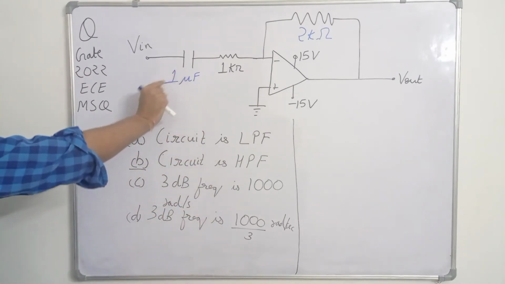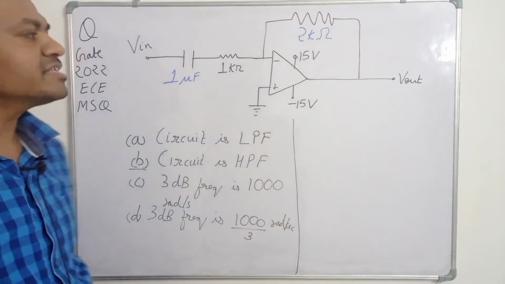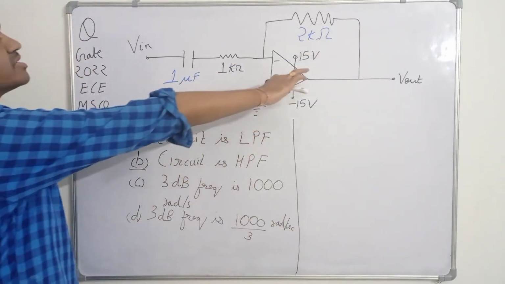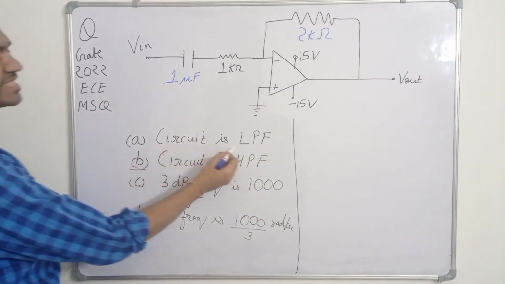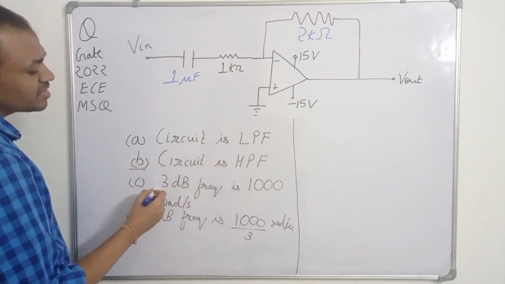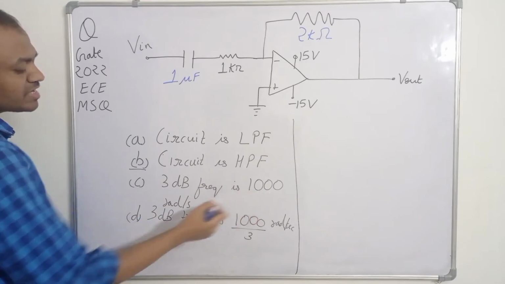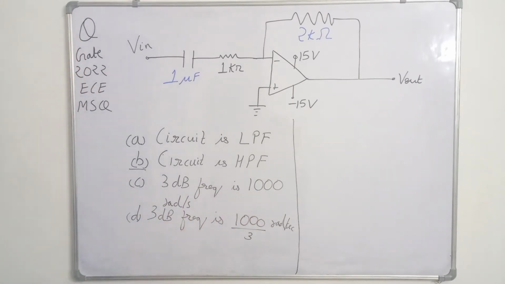Now this is a 1 microfarad capacitor, this is a 1 kilo ohm resistor, this is a 2 kilo ohm resistor, and the voltages are 15 volt and minus 15 volt. We are given four options. First option is the circuit is a low pass filter, LPF. B, the circuit is a high pass filter. 3 dB frequency is 1000 radian per second, or 3 dB frequency is 1000 upon 3 radian per second.